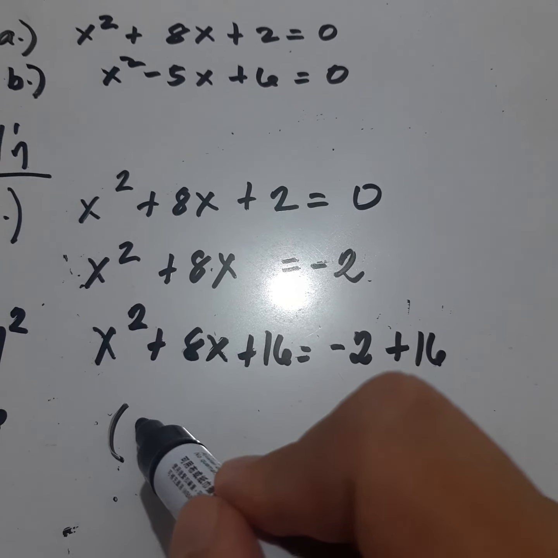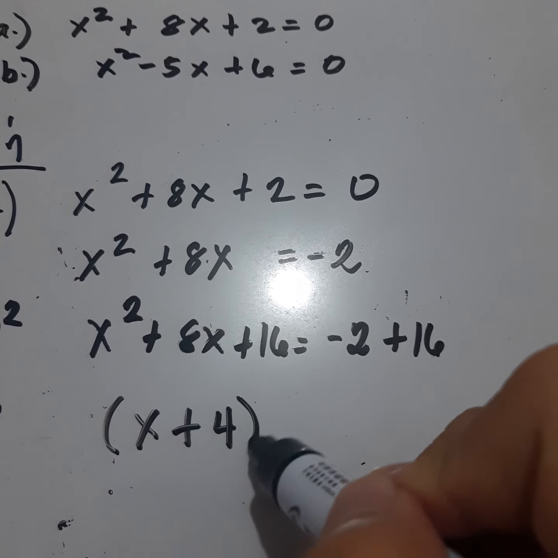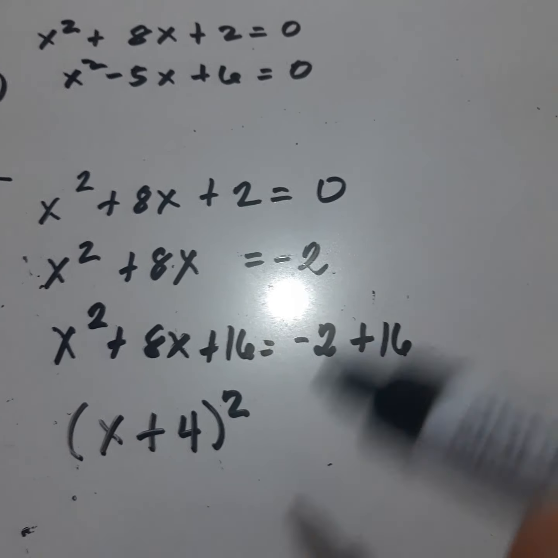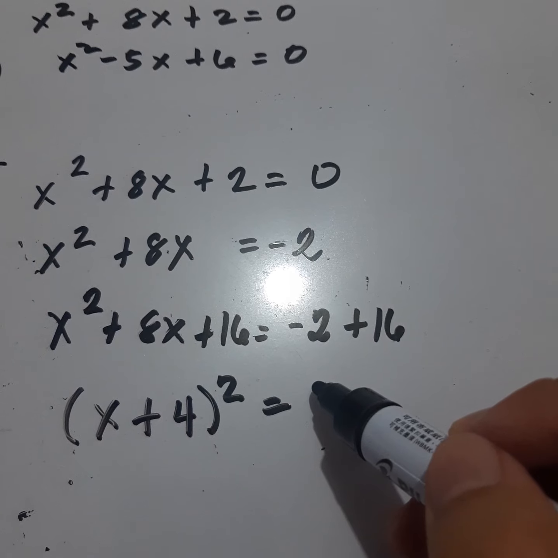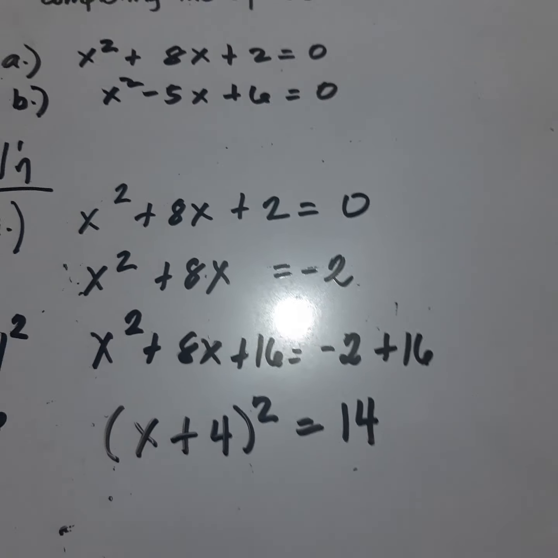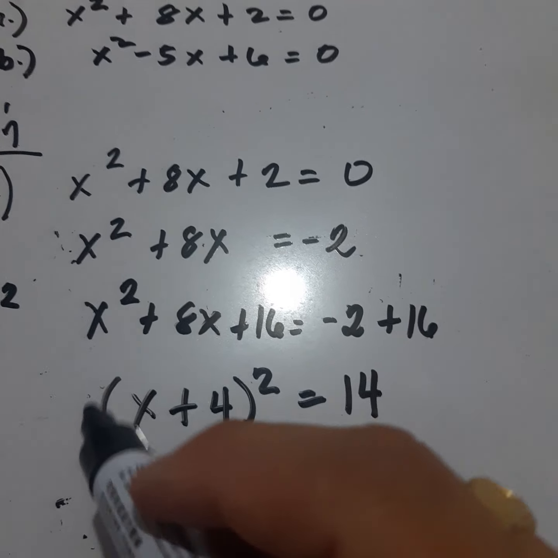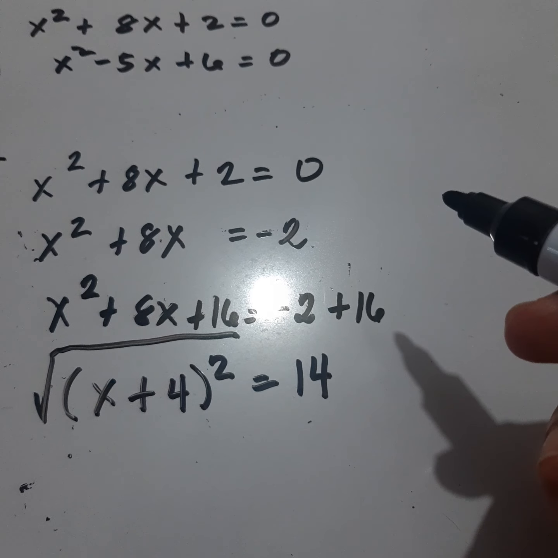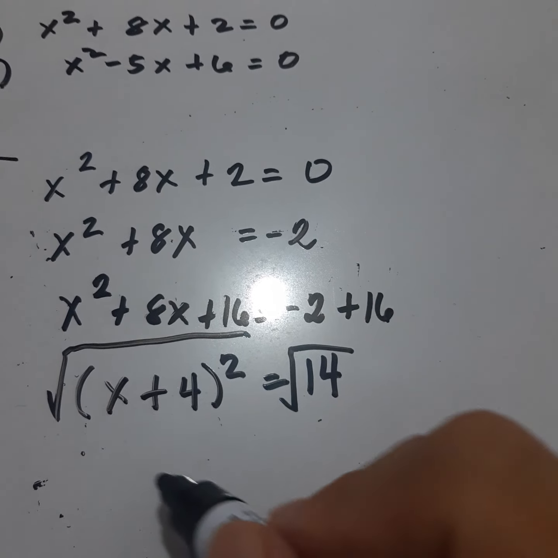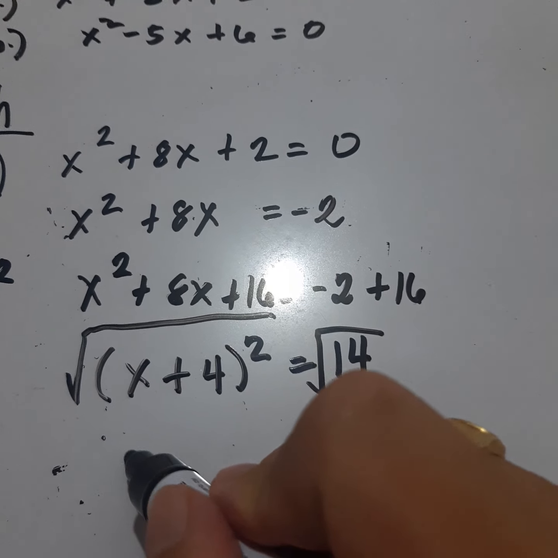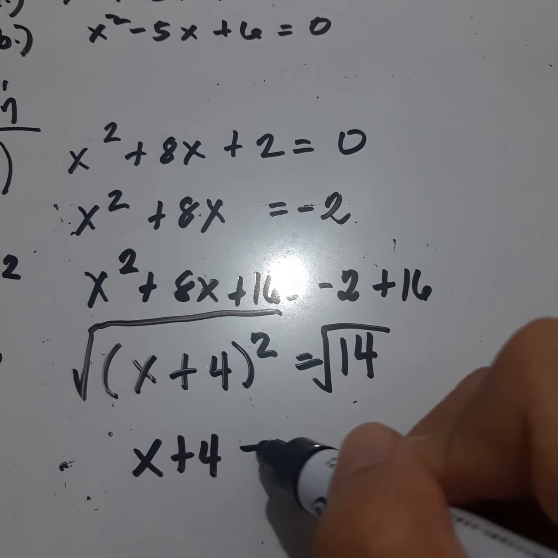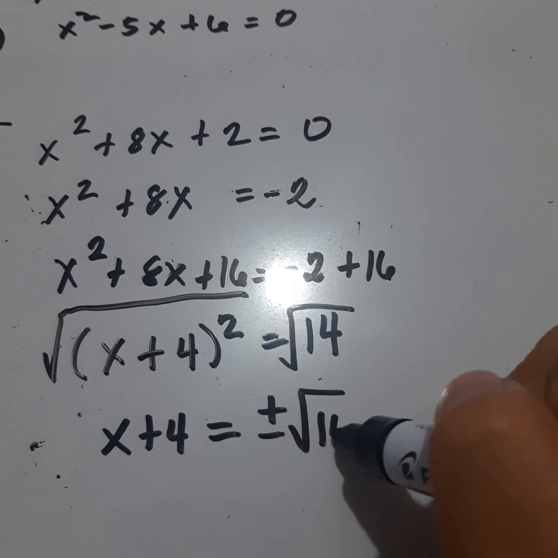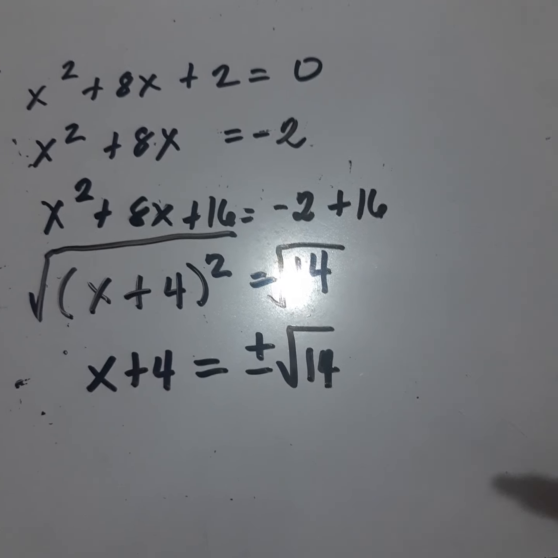So, we have x plus 4 squared. So, this is the factored form of x squared plus 8x plus 16, and negative 2 plus 16 is positive 14. Yan. So, anong kasunod? Apply nyo lang yung square root principle. So, paano siya i-apply? Kunin lang natin yung square root ng x plus 4 squared and square root ng 14. So, the square root of x plus 4 squared is just x plus 4. And the square root of 14 is plus or minus square root of 14 kasi 14 is not a perfect square.